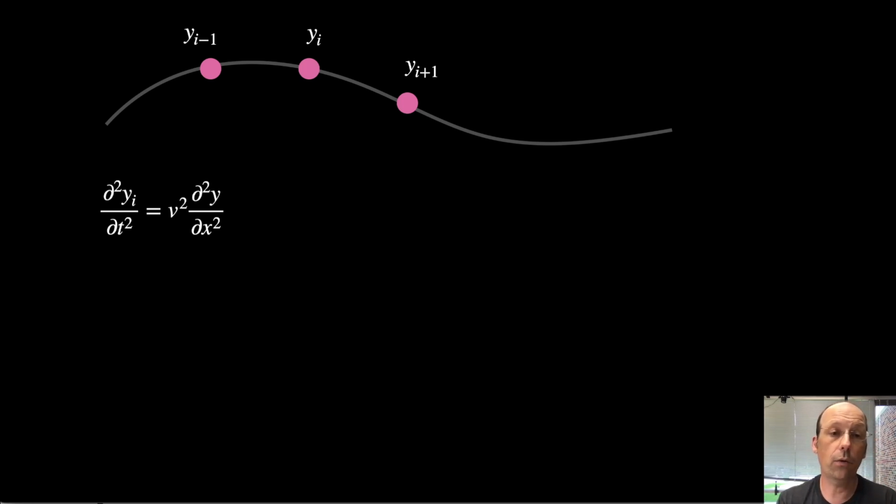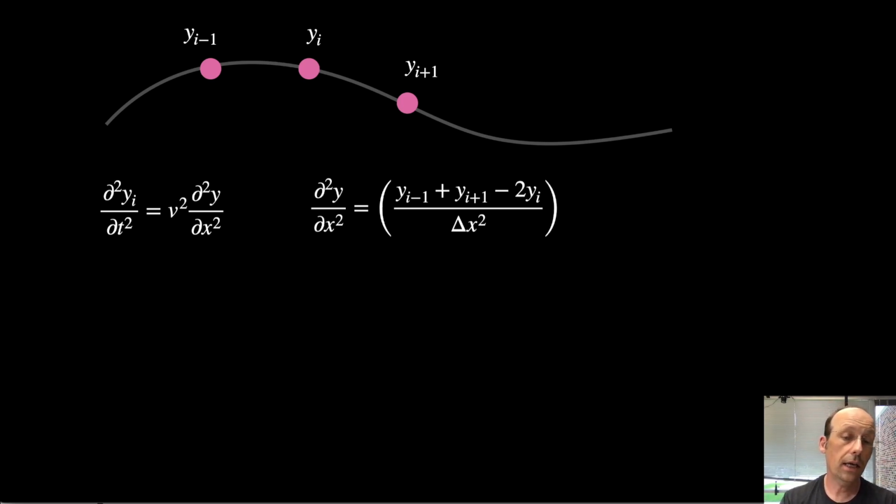So there's my wave equation, and I need to get this in terms of finite difference. It turns out, and I'm not going to derive this because I've done it multiple times, that the second partial derivative with respect to x can be written in terms of the element before it, the element after it, and that element. And so this is the second derivative as a finite element. Kind of cool.